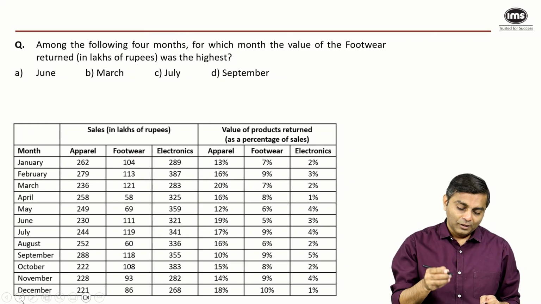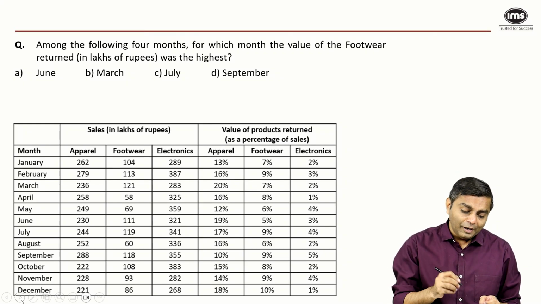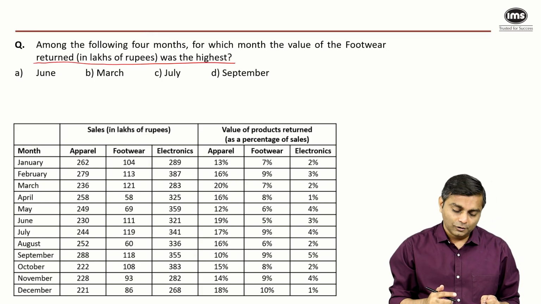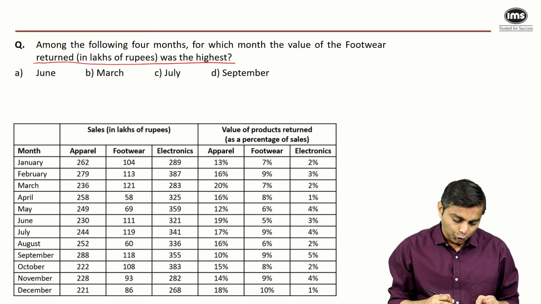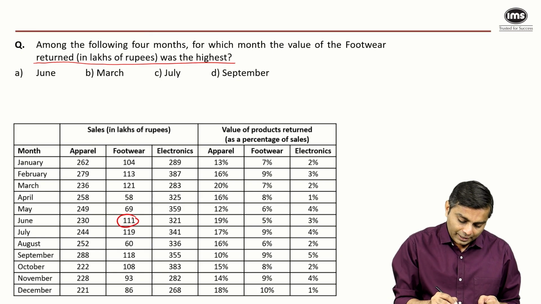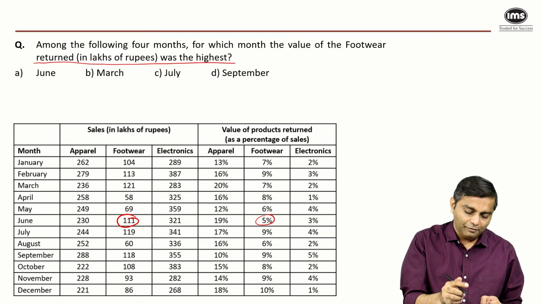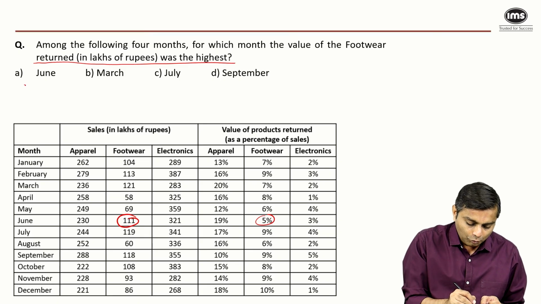Among the following 4 months, again, for which month the value of the footwear returned was the highest in lakhs of rupees? Value of the footwear returned in lakhs of rupees was highest. Okay, let's first go to June. June and footwear is 111 and 5%. So basically, for return, we have to find 5% only. So we want to find out what 5% of 111.